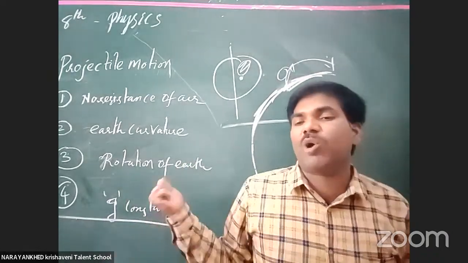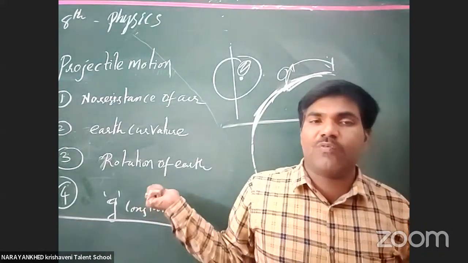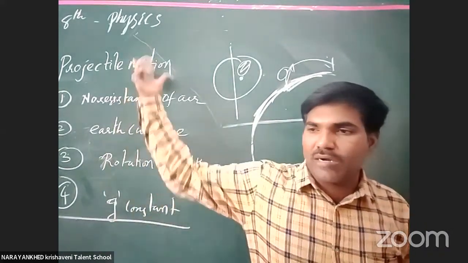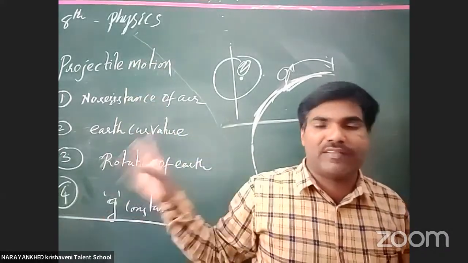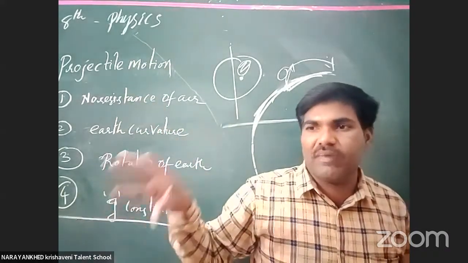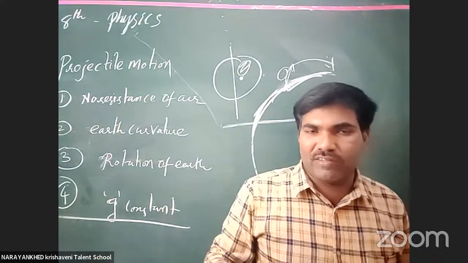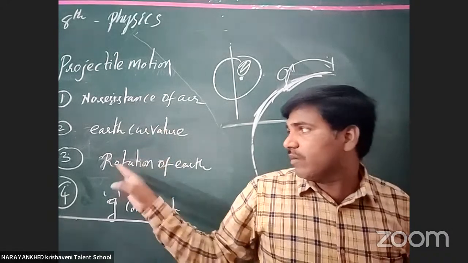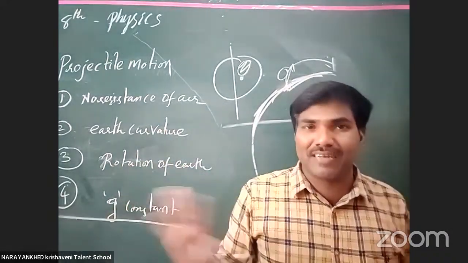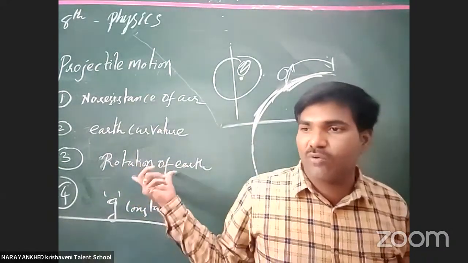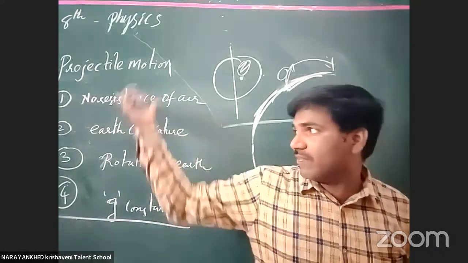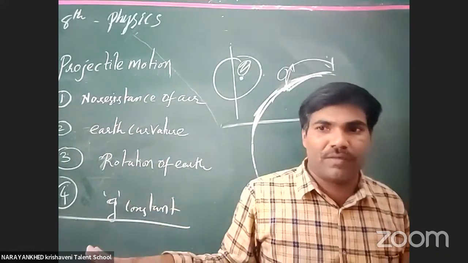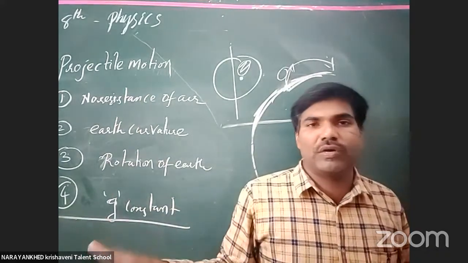The variation we do not take into account for projectile motion. You do not consider all of these for projectile motion. At that time only the projectile motion is discussed. Now, without air resistance, Earth's curvature, rotation of Earth, and with g constant, these are the things you should consider. These three are not considered. g remains constant for that projectile body. Got it or not? I hope you got it.